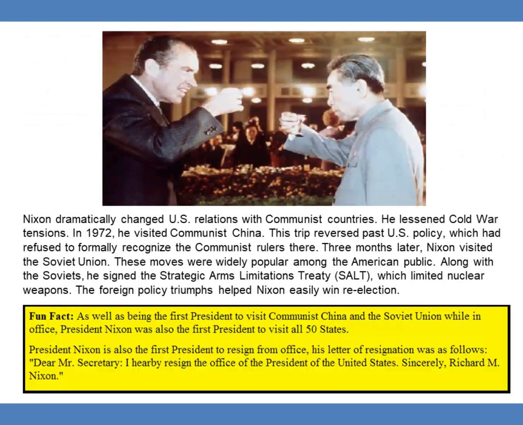Nixon dramatically changed U.S. relations with communist countries. He lessened Cold War tensions. In 1972, he visited communist China. This trip reversed past U.S. policy, which had refused to formally recognize the communist rulers there. Three months later, Nixon visited the Soviet Union. These moves were widely popular among the American public.